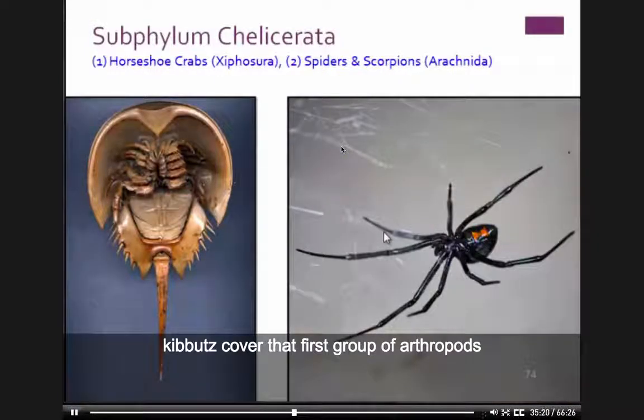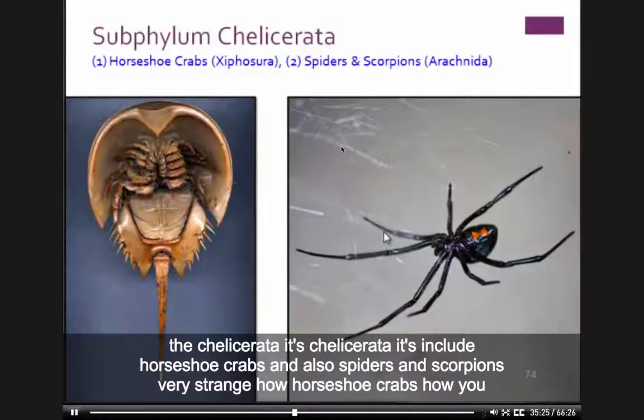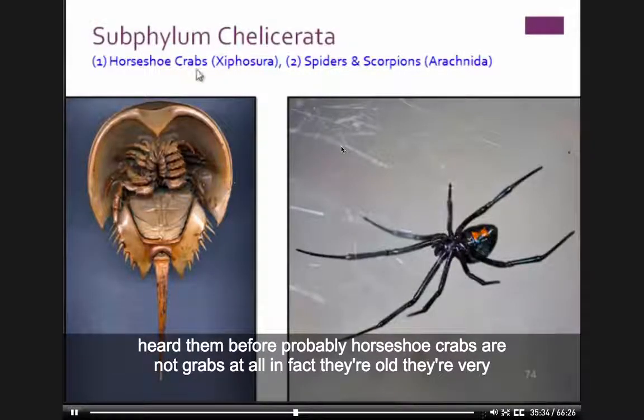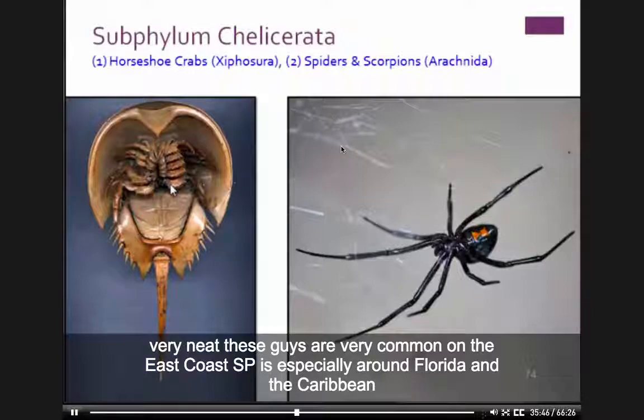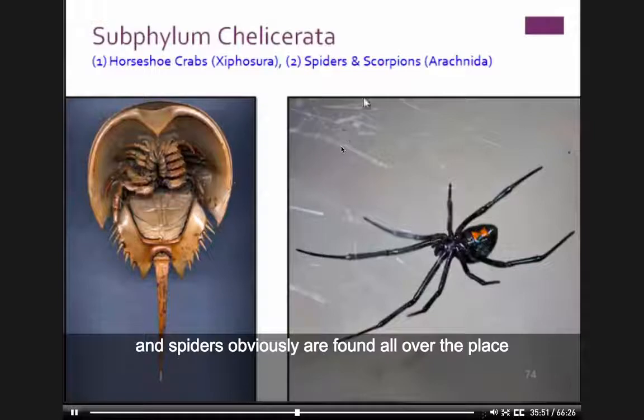Okay, let's cover that first group of arthropods, the chelicerates. Chelicerates include horseshoe crabs and also spiders and scorpions. Very strange, huh? Horseshoe crabs, huh? You've heard them before probably. Horseshoe crabs are not crabs at all. In fact, they are very distantly related to crabs. Their closest relatives are these spiders over here. Very neat. These guys are very common on the East Coast, especially around Florida and the Caribbean. And spiders obviously are found all over the place.